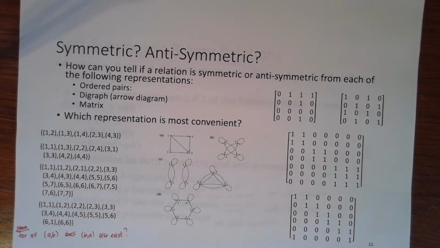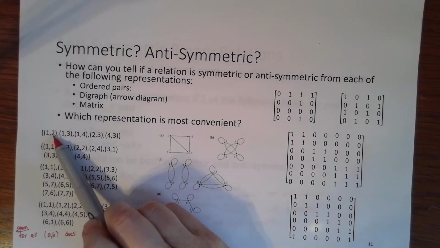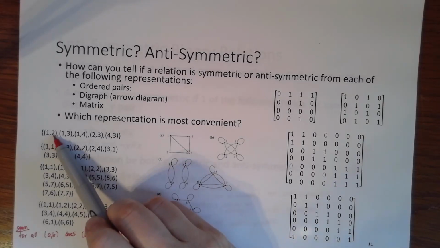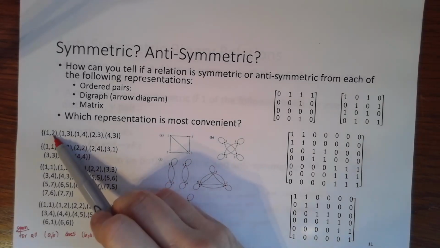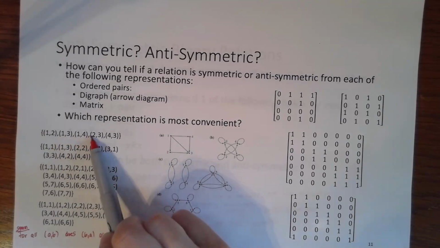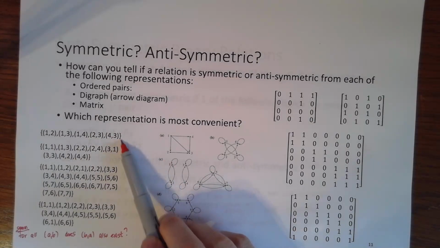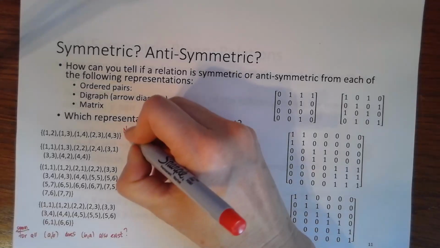All right, so let's go through and look at an example. Here I have 1, 2. If it's going to be symmetric, then I'd also have to have 2, 1. I don't see 2, 1 anywhere, so no. For all AB, does BA exist? For this one, the answer is no, so this one is not symmetric.